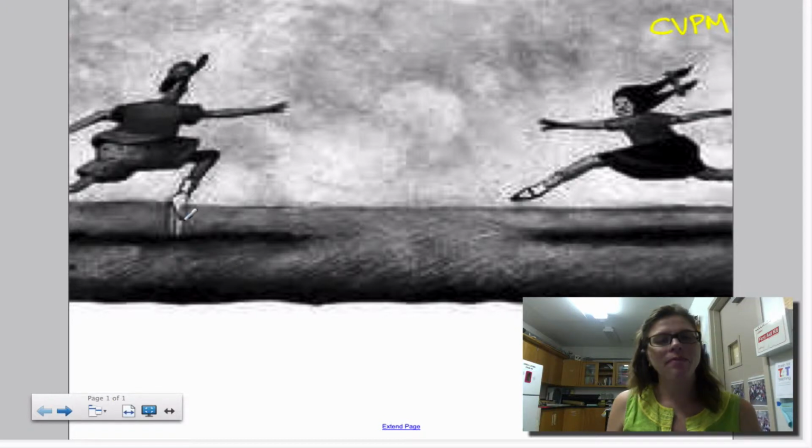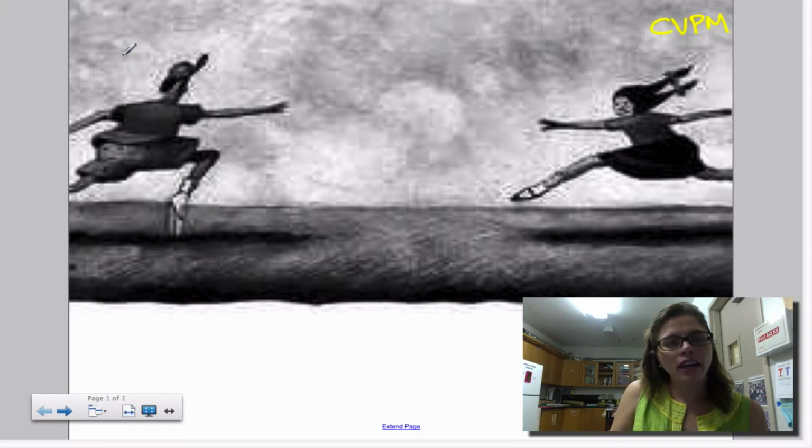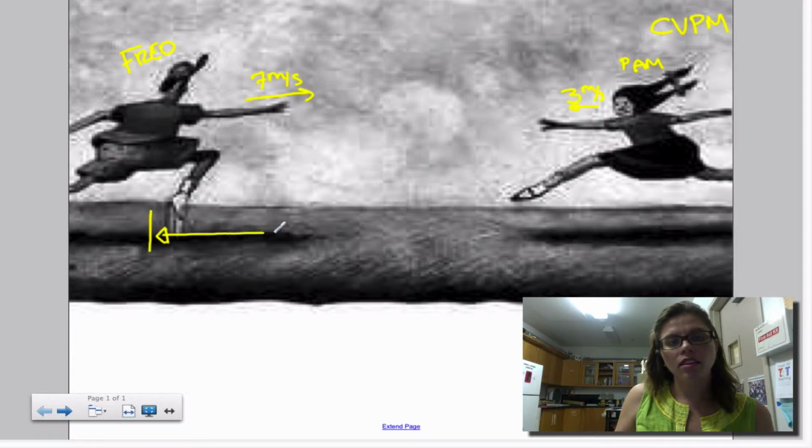So here we go. Let's say we have Fred and Pam, and they love each other, and they're running across a field to each other. Let's say Fred is running at 7 meters per second, and Pam is a little slower at 3 meters per second. And there is 105 meters between them.